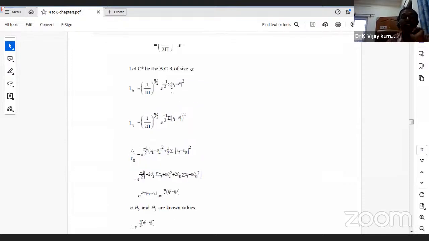Here, since we took L0, we took theta. Here, since we took L1, we took theta 1. So L1 by L0: e power minus 1 by 2 summation of (xi minus theta 1) whole square, over e power minus 1 by 2 summation of (xi minus theta) whole square. If we write the two in division, we carry it over as power of minus.